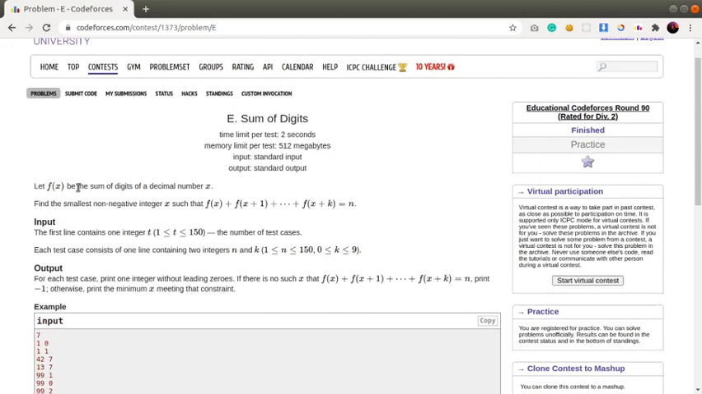Okay, so what we have here is a function f of x, which is the sum of digits of the decimal number x, and we have to find the smallest non-negative integer x such that f of x plus f of x plus 1 up to f of x plus k is equal to n. Okay, so I'll just move to the explanation part.